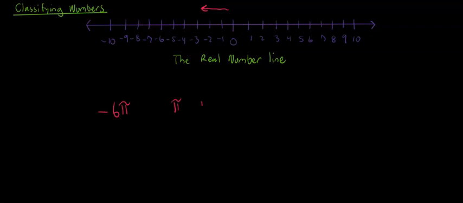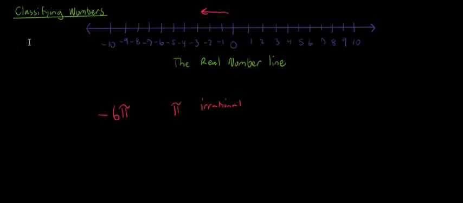It involves pi, which we know is irrational because it is not repeating and non-terminating. So what this leaves us with is a negative irrational number.